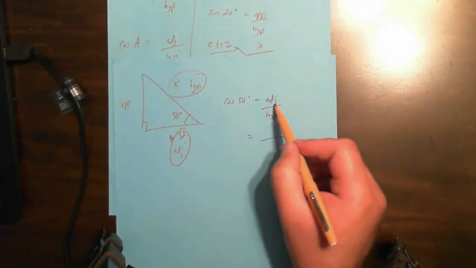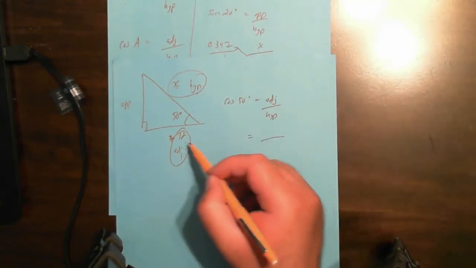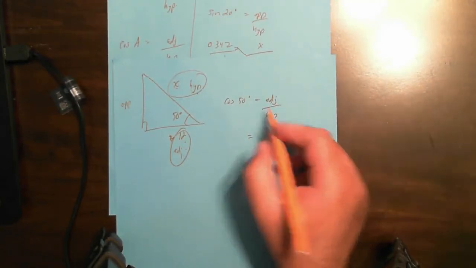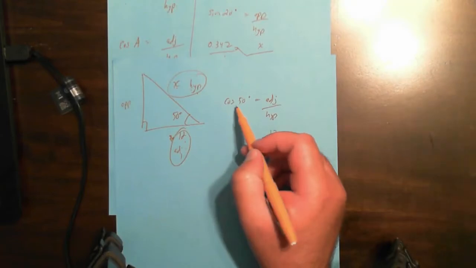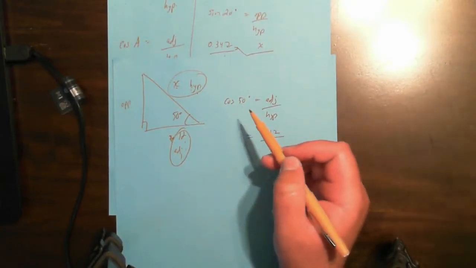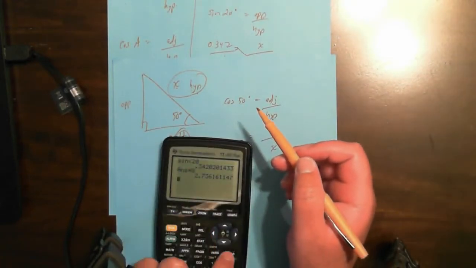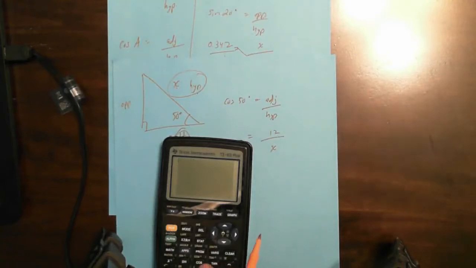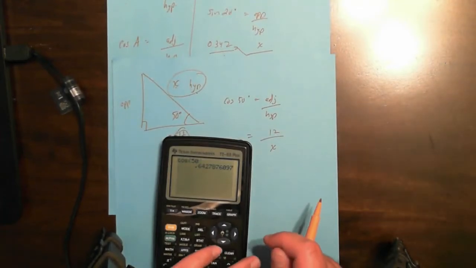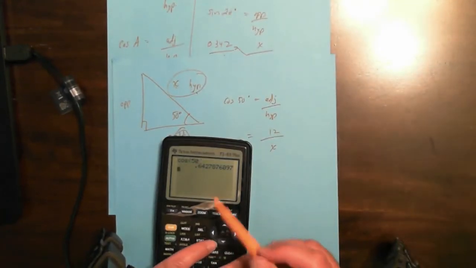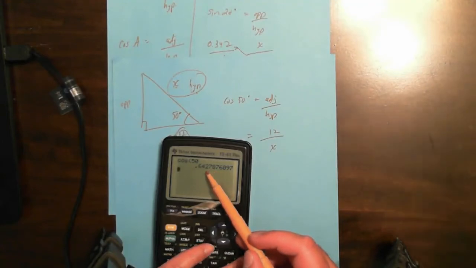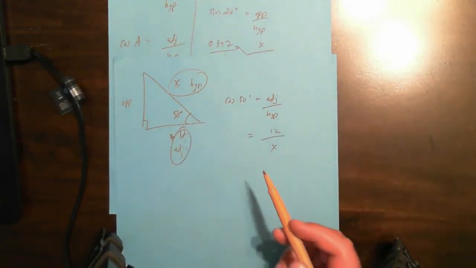Alright, so my adjacent side is 12. My hypotenuse is x. Cosine of 50 degrees, I take my calculator again, clear that. So I'd hit the cosine button this time, COS. So COS, type in 50, press enter, so 0.64. Since this is a 7 right here, I would round that to 0.643.